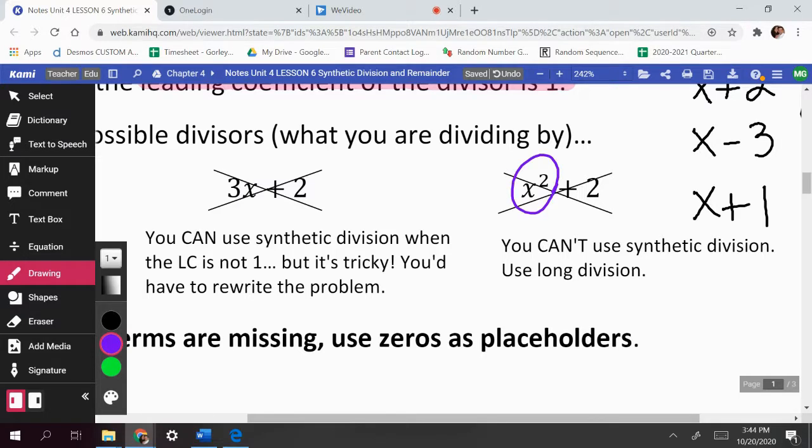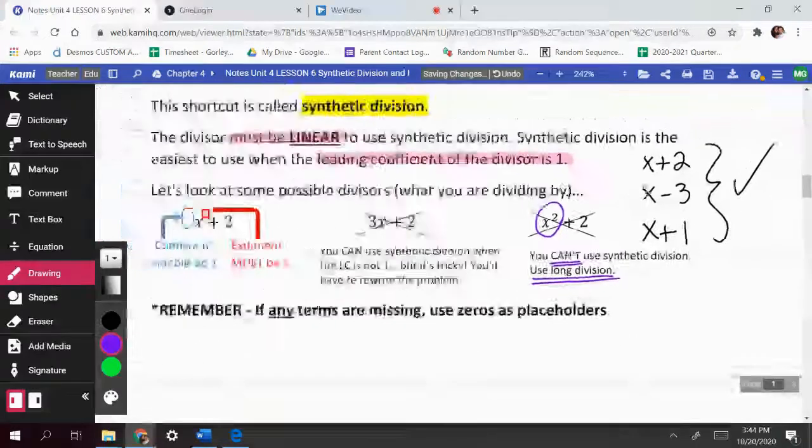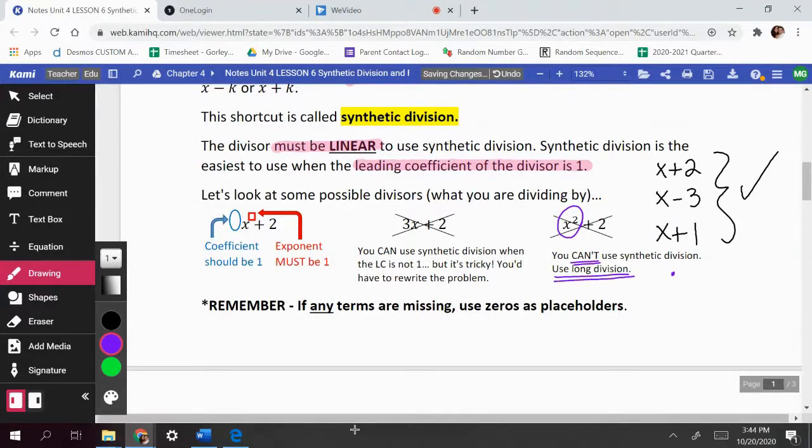Also, something like this, doesn't matter whether you're in a CP level class or an honors level class, you cannot use synthetic division on this one. You would have to use long division, and it's because it is not a linear expression. This is a quadratic expression. Okay, so if I said that I was going to divide by x squared minus 3, that's not going to work. If I wanted to divide by x cubed plus 1, that's not linear, so it's not going to work. Okay, you want that exponent to be a 1.